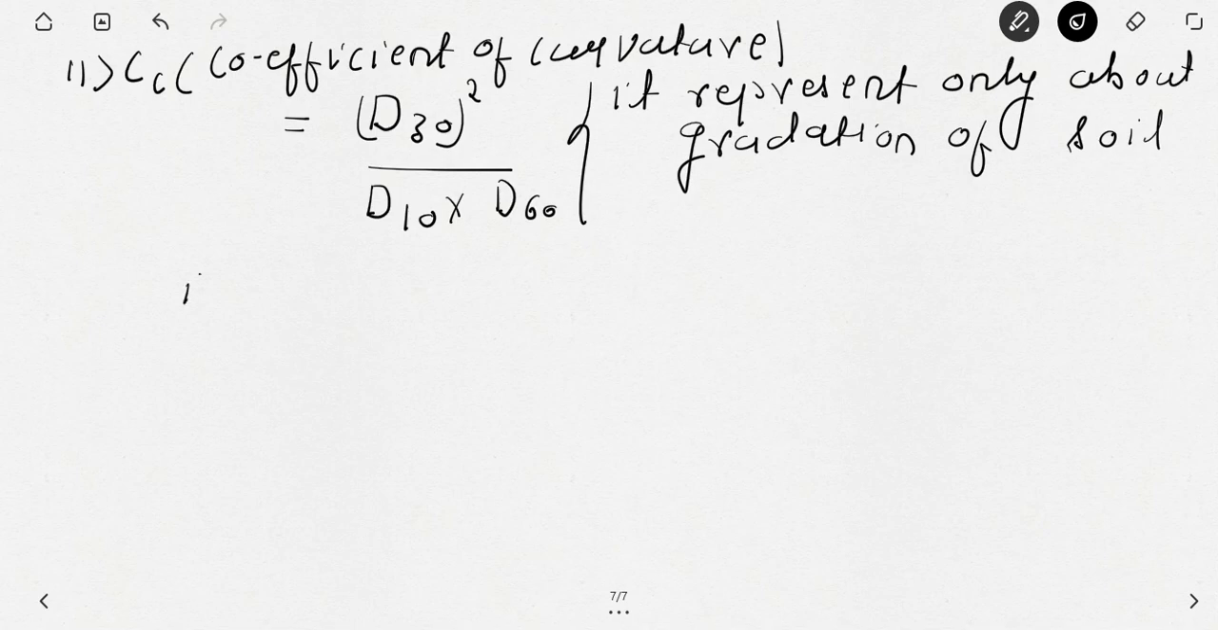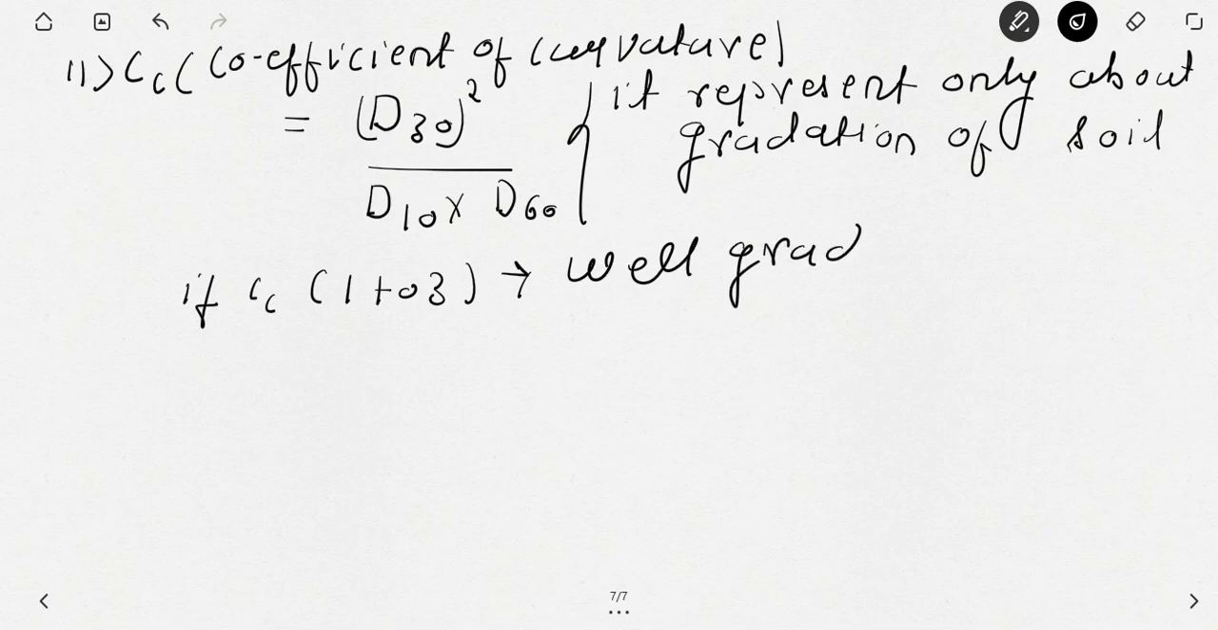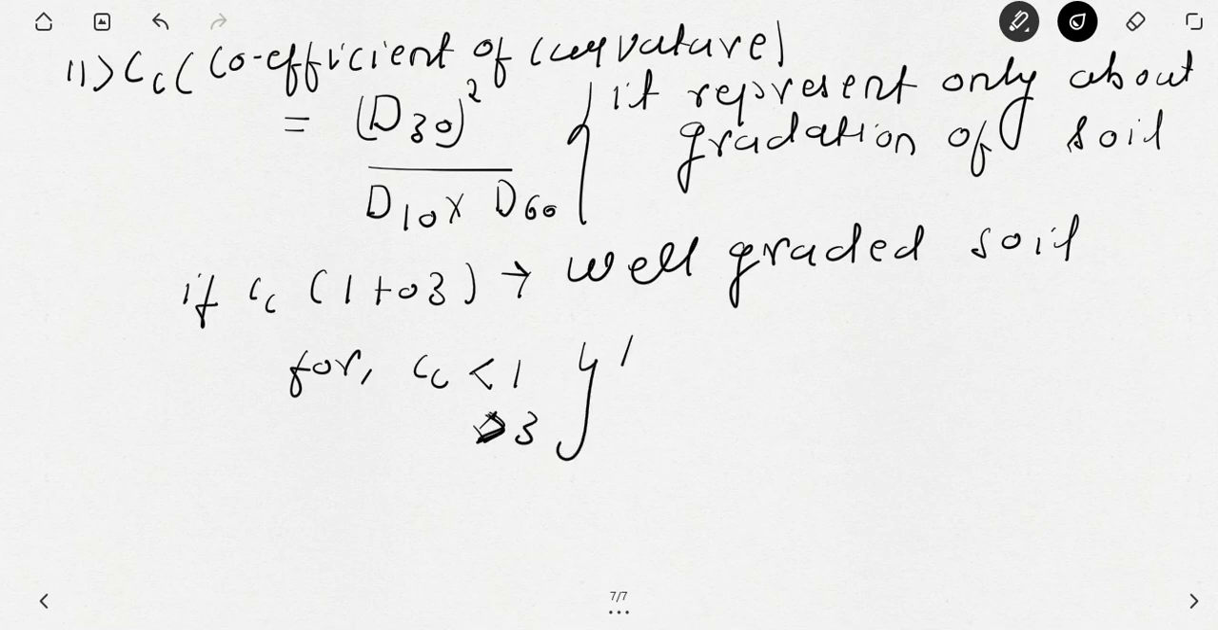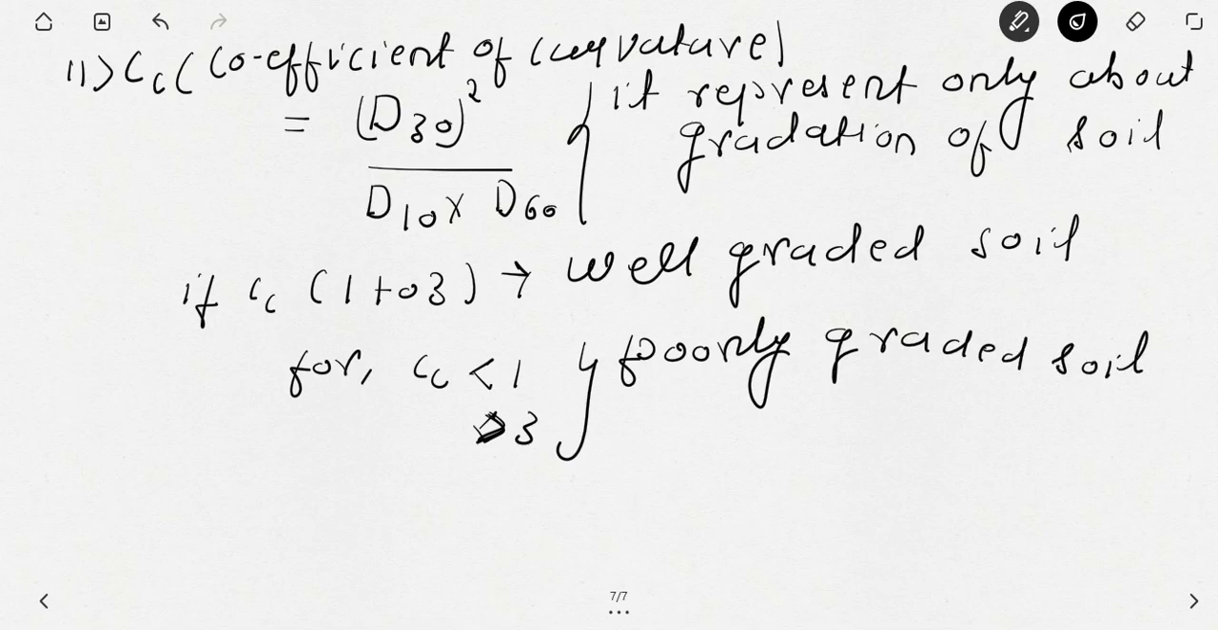The values are, if Cc lies between 1 to 3, then only you will say that the soil is well graded soil. Well graded soil. So for Cc less than 1 or greater than 3, what will it be? Poorly graded soil. So these are the two shape factors which are to be remembered.